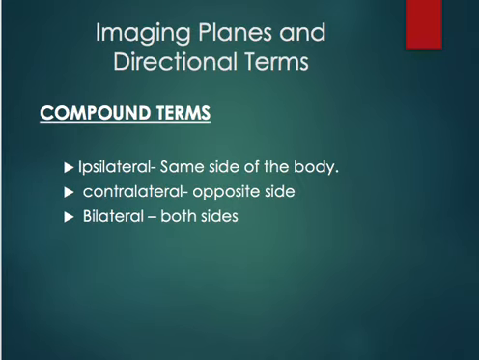Some compound terms that we will use are ipsilateral, which means same side of the body. So the right hand and the right leg are ipsilateral. They're both on the same side of the body. Contralateral means the opposite side of the body. So that would be if you were referring to like the right hand and the left leg. And then bilateral just means both sides. So if you're looking at both hands, both feet, both kidneys, something along those lines, you're going to be looking at bilateral hands, or you're going to be scanning bilateral kidneys.